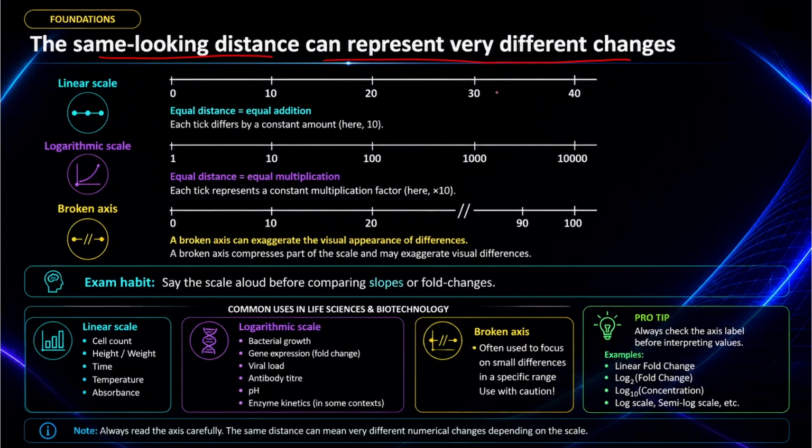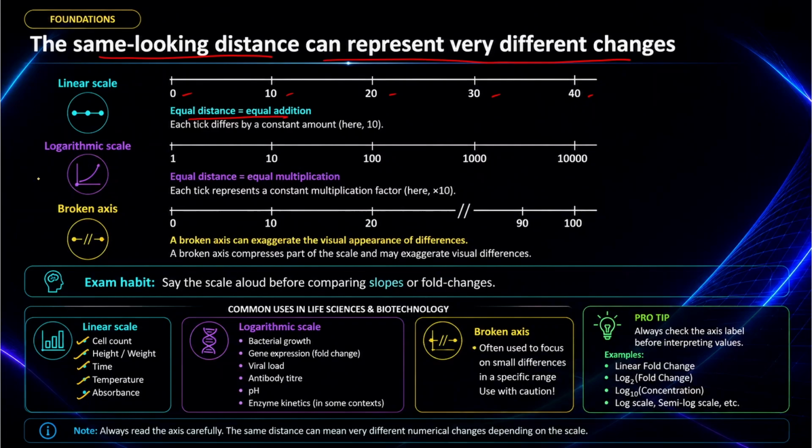Let's start with the linear scale. Here, equal distances always represent equal addition. For example, if the x-axis is marked as 0, 10, 20, 30, 40, every step increases by 10. This is the most common scale used for parameters like cell count, height, weight, time, temperature, absorbance.